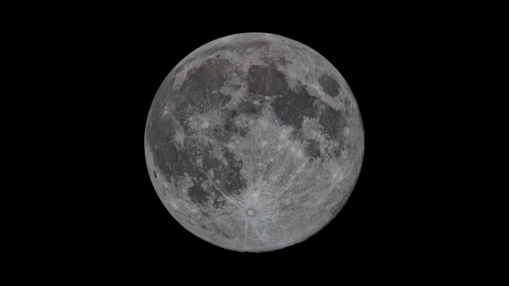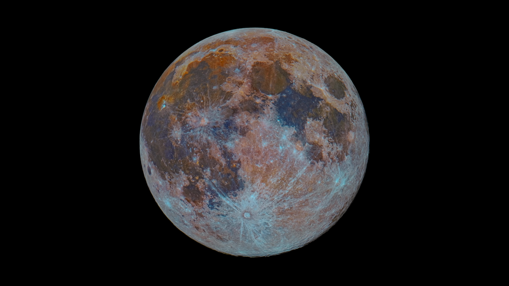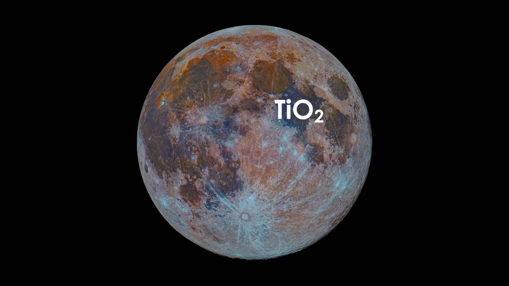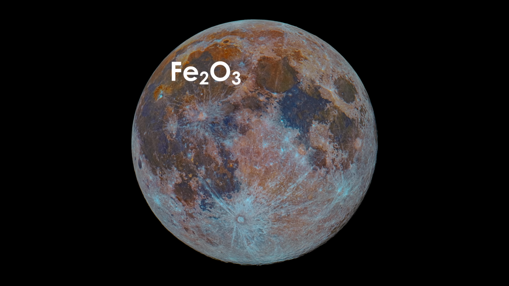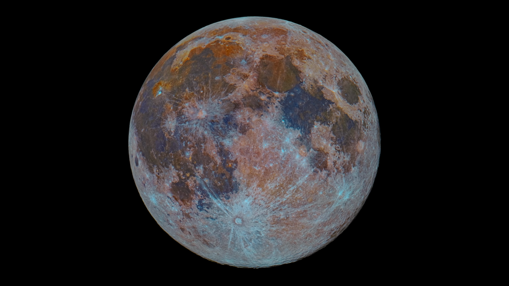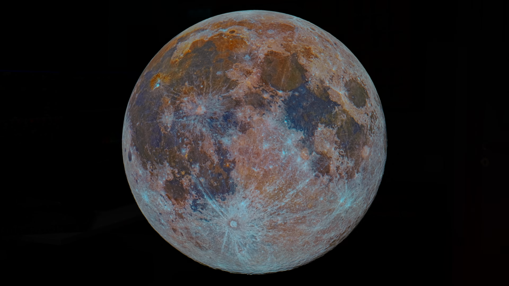Just to clarify, mineral moon is a term used to describe images of the moon that have been enhanced to bring out its natural color variations caused by different mineral content. The blue areas indicate high titanium oxide concentration, while brown and orange areas indicate more iron oxide. White and gray areas reflect more sunlight and suggest a different texture or composition. These color enhancements help us to see the moon's geological diversity in a visually striking way, revealing details that are not visible to the naked eye.